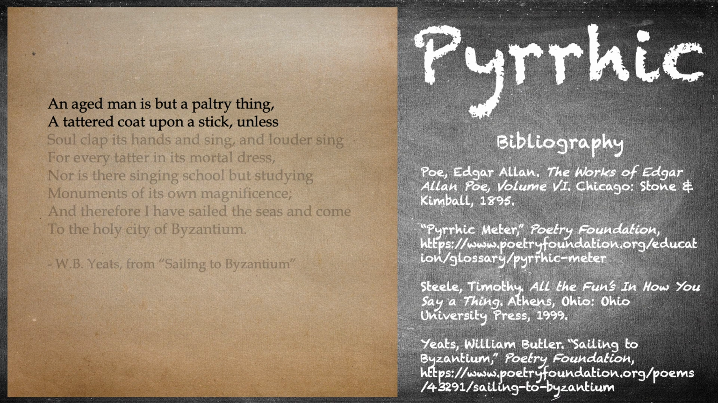Let's look closely at the first two lines of this stanza to find an example of what we might, I stress might, call a Pyrrhic foot. The lines read, "An aged man is but a paltry thing, a tattered coat upon a stick, unless." Let us recall that English is a stress-timed language, and most English poetry, this poem included, is written in accentual syllabic verse. With that in mind, let's first break down these lines into their syllables, and then try to find the accents to identify the Pyrrhic.